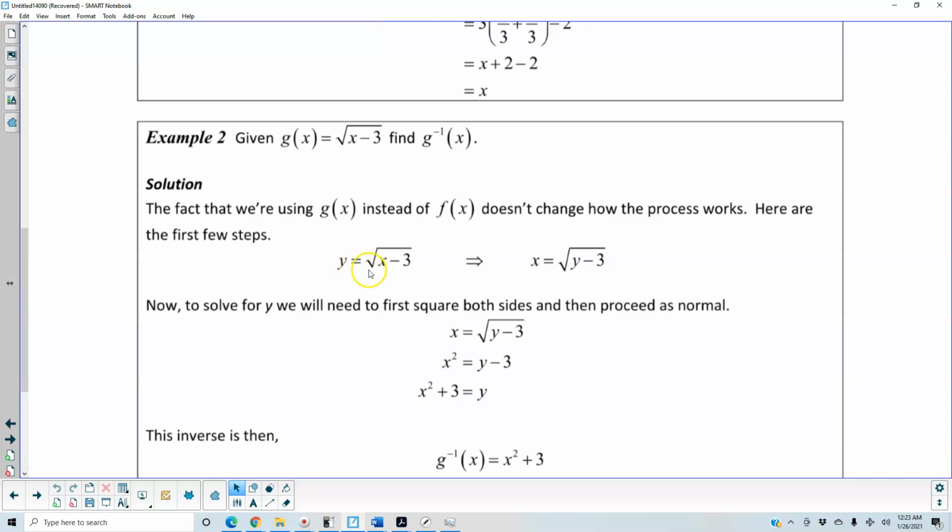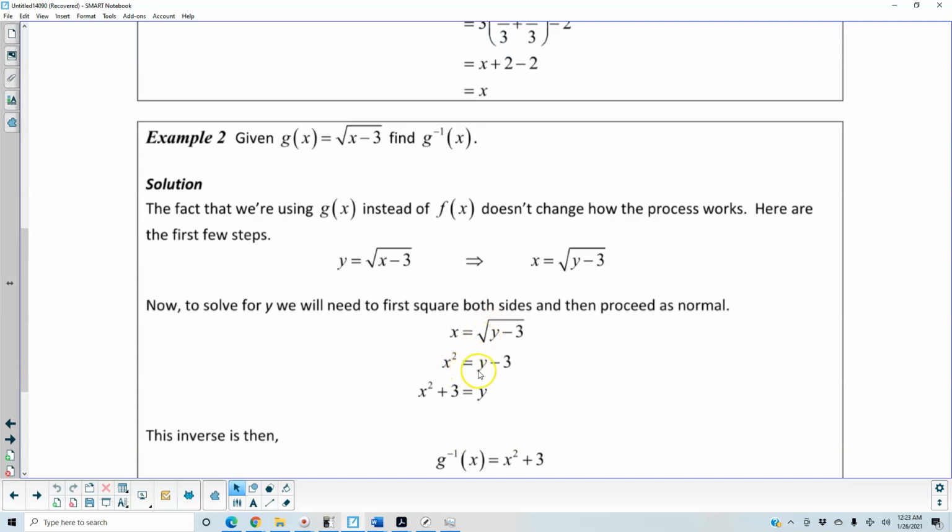So we have y, which is equal to the square root of x minus 3, and then we're going to interchange x and y, so x is equal to the square root of y minus 3. And now we need to solve for y. We will need to first square both sides and then proceed as normal. So we're going to square both sides to get rid of the radical.